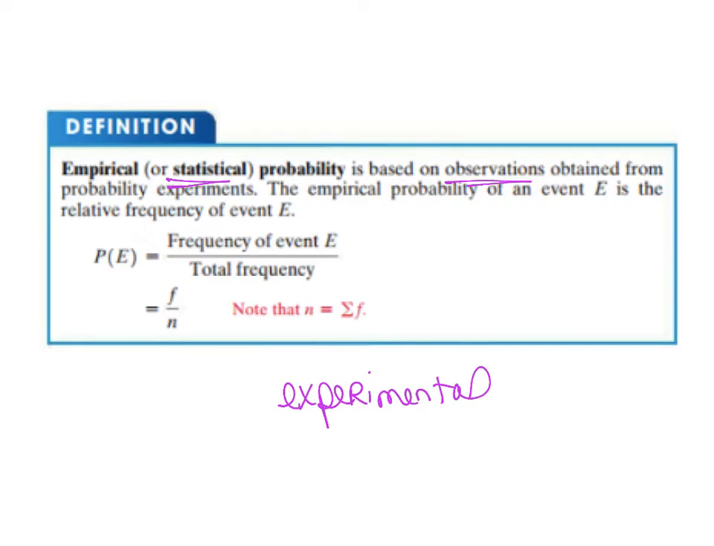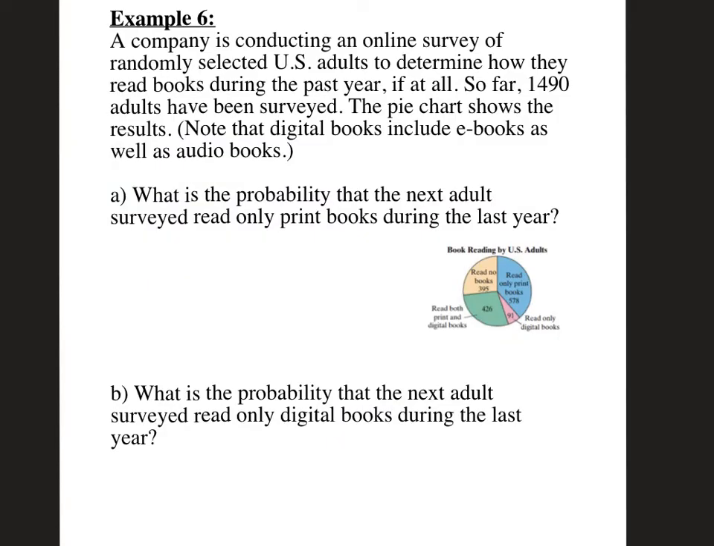But again, it's just the actual number of times you rolled something over the total number of times you rolled the die. Like if I'm rolling the die 100 times, my denominator would be 100, and let's say I got a 2 37 of those times. That's my probability of rolling a 2. The experimental probability would be 37 out of 100.